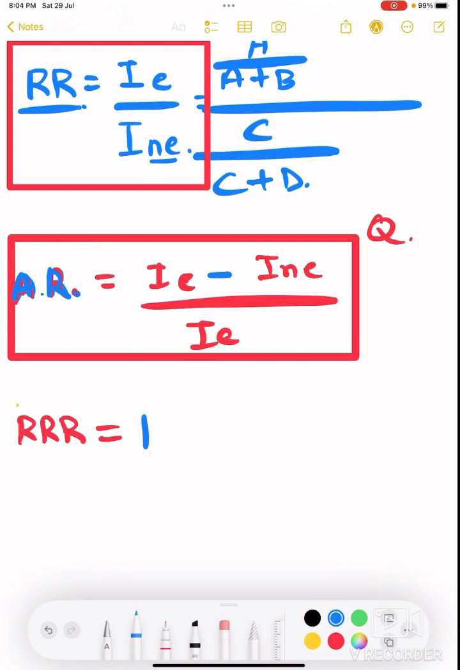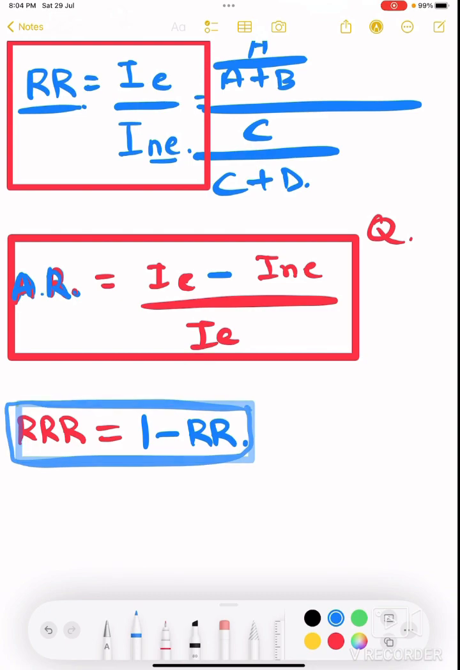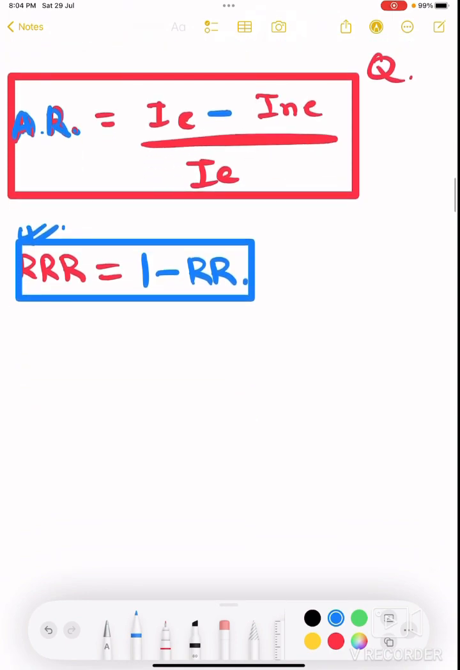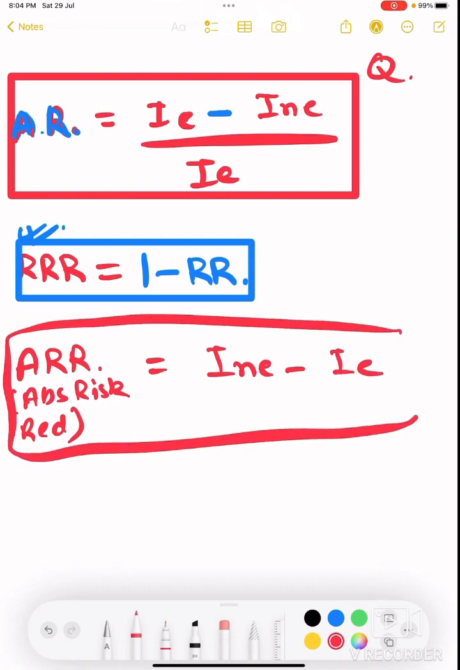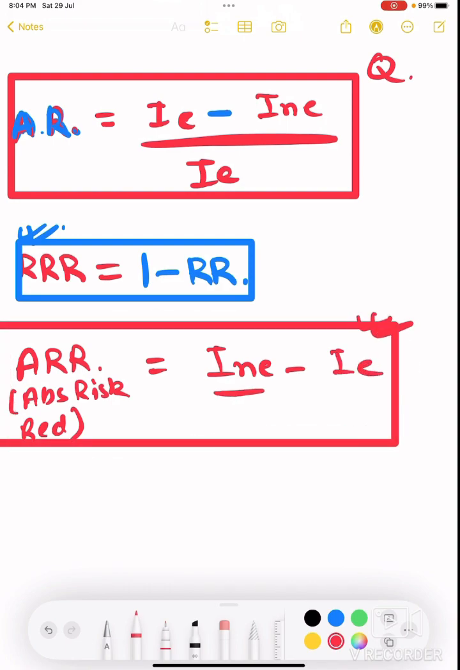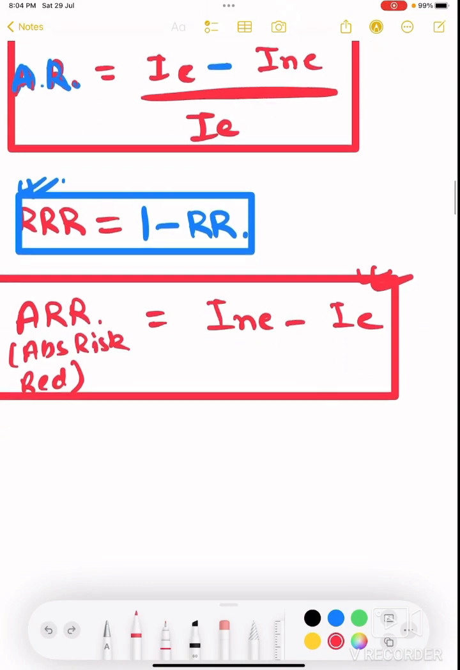Many a times INICET asks it: 1 minus RR, right? So first of all, calculate RR, then subtract it from 1, and you will get relative risk reduction. Next, attributable absolute risk reduction, ARR. What is the formula of absolute risk reduction? The formula of absolute risk reduction is I non-exposed minus I exposed. It is a bit opposite: I non-exposed first and then I exposed, right?